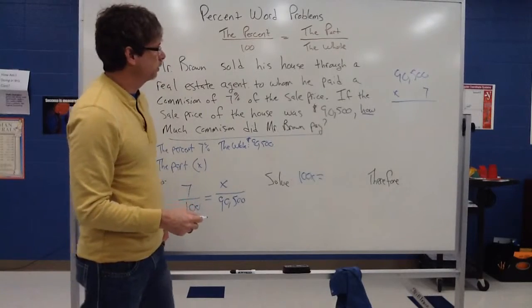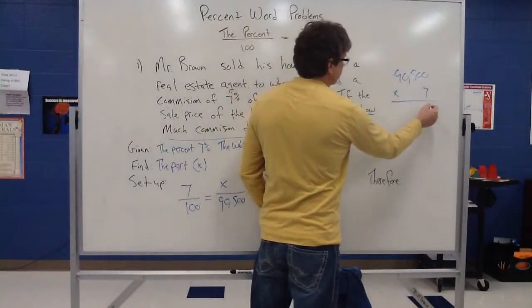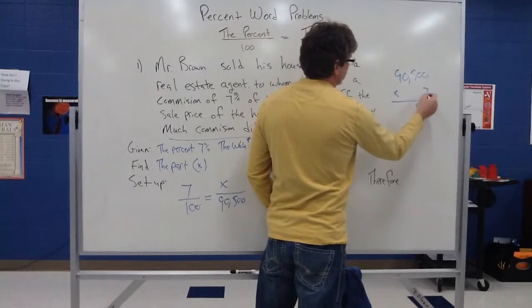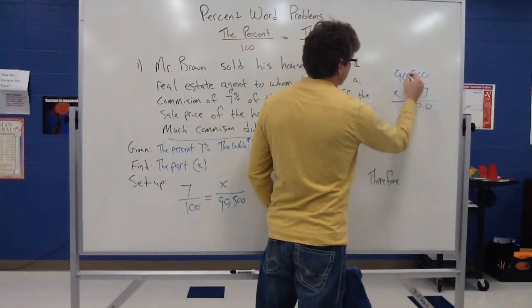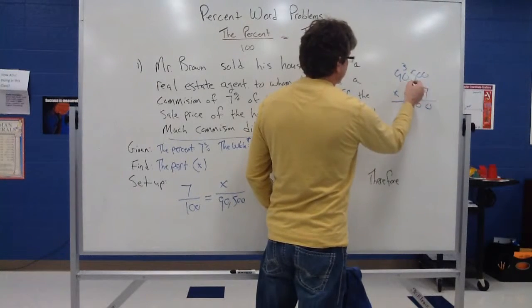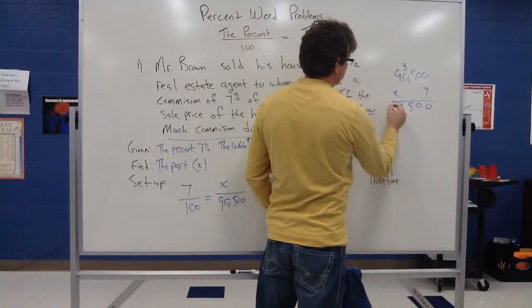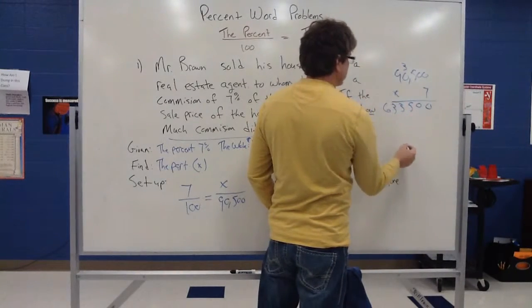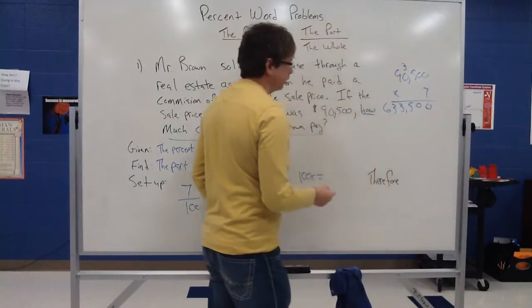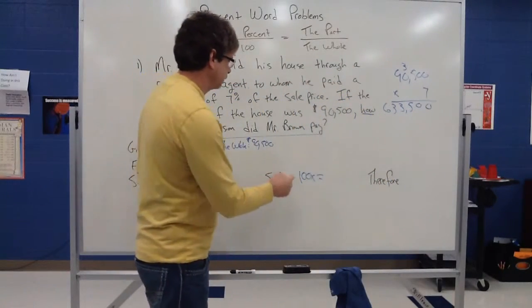90,500 times 7. So 7 times 0 is 0, 7 times 0 is 0, 7 times 5 is 35, carry my 3, 7 times 0 is 0, plus 3 is 3, 7 times 9 is 63. So it looks like I have 633,500.